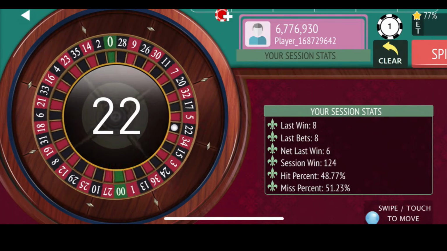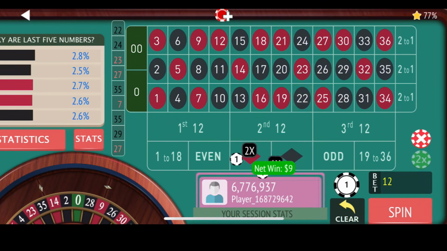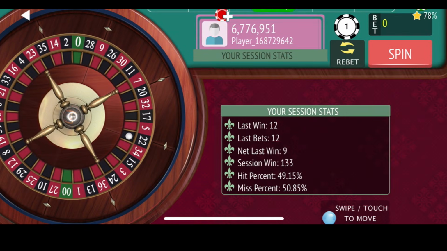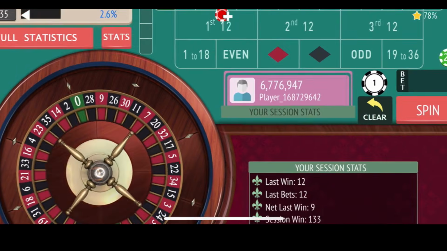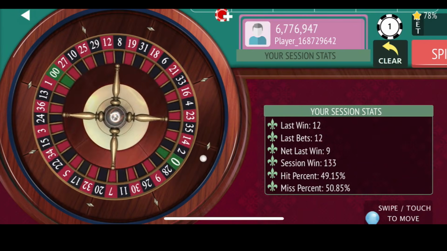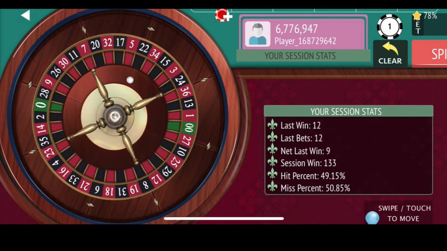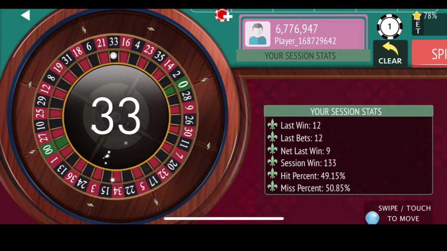And we got it, 22 black. All right, new session high is at $133. So we're going to go back to our base level bet and spin again. This is spin number 40. We got 5 more before we wrap up the test today.